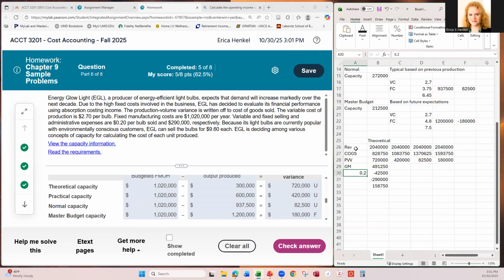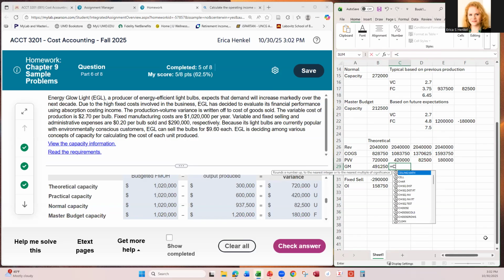Gross margin. And then we've got our variable selling, fixed selling, and operating income. Okay, so our gross margin is just going to be the revenue minus the cost of goods sold and the production volume variance.